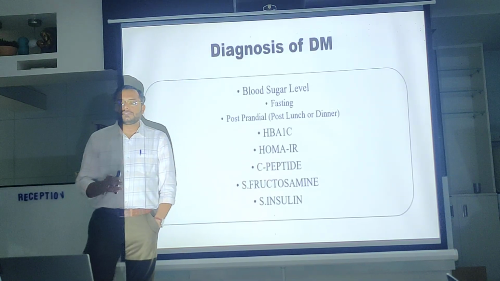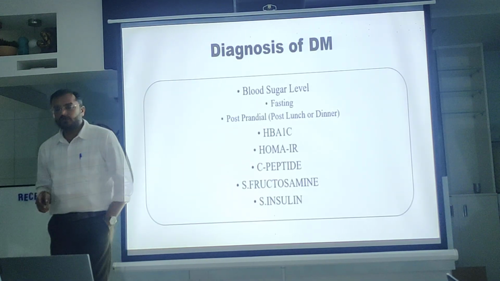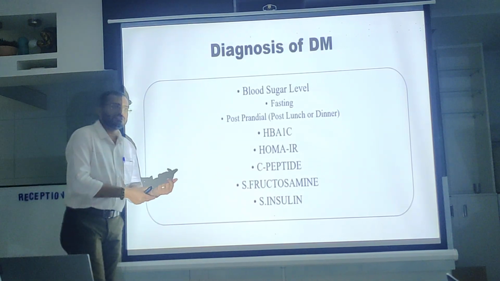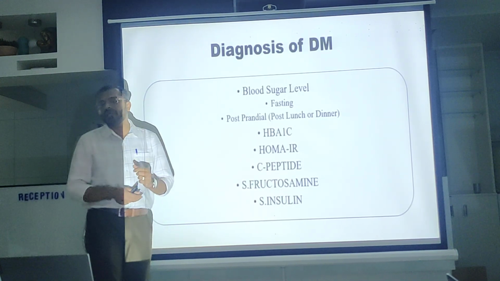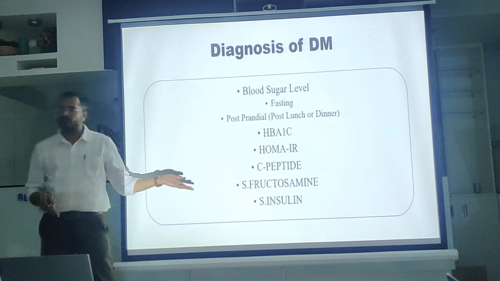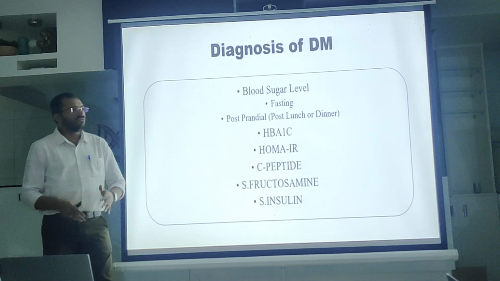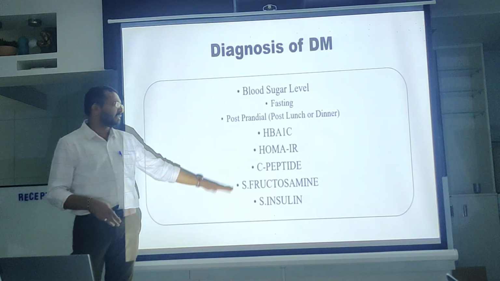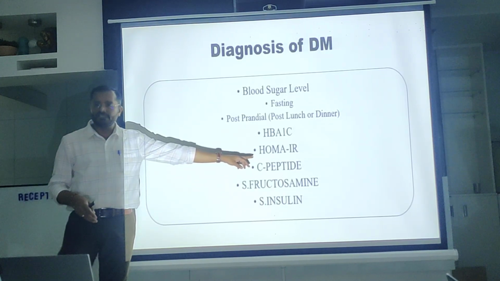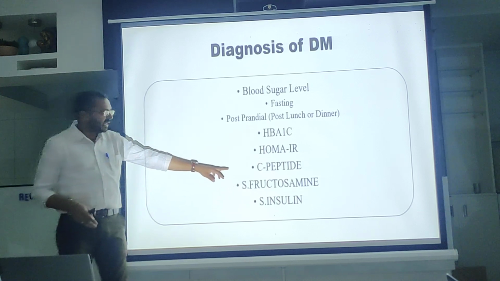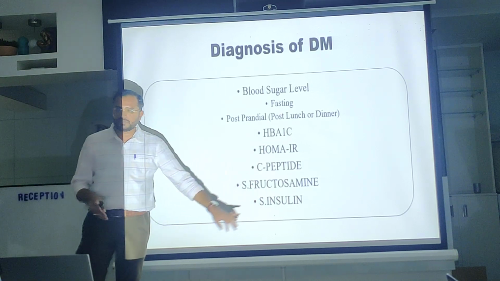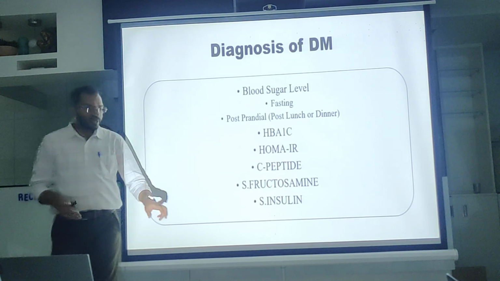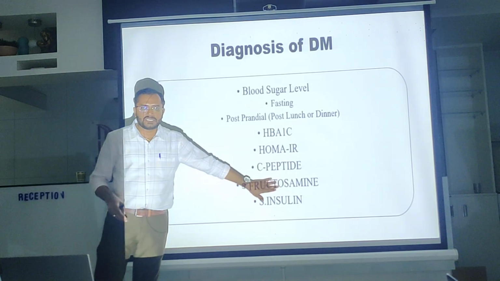How can we diagnose diabetes? Our tool for diagnosis is to investigate the blood sugar level. Many a time the patient comes to you directly with the report, so you have a diagnosed case. If you do not have a diagnosed case, you need to diagnose with fasting and PP sugar, HbA1c, HOMA-IR, which is an insulin resistance test, C-peptide, serum fructosamine, which gives a short-term picture of hyperglycemia, and serum insulin.